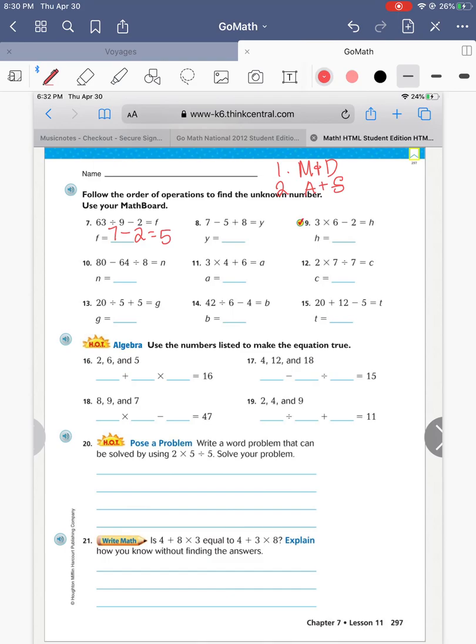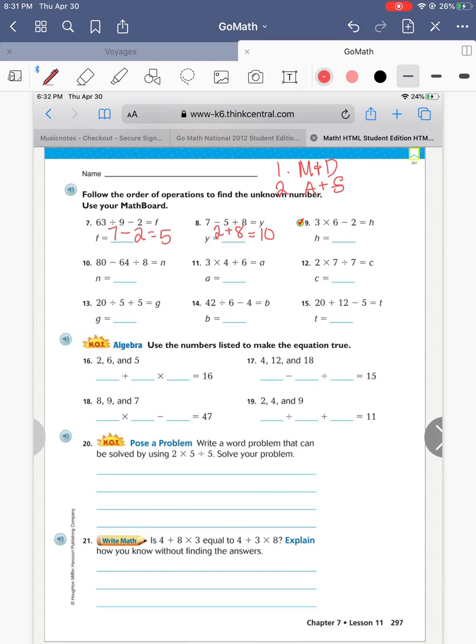Then number 8 says 7 minus 5 plus 8. So let's look for multiplication or division signs. I don't have either. So then we can do addition and subtraction. So we got to start on the left. So we got to start with our subtraction. So 7 minus 5 is 2. And then bring down the 8. So 2 plus 8 equals 10. So y is 10.